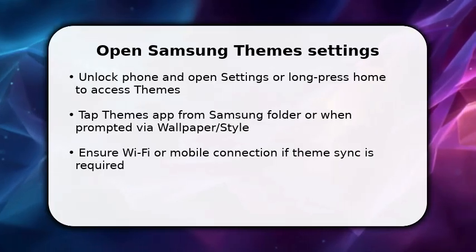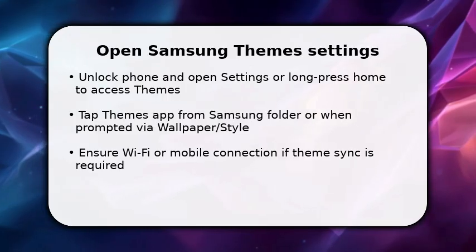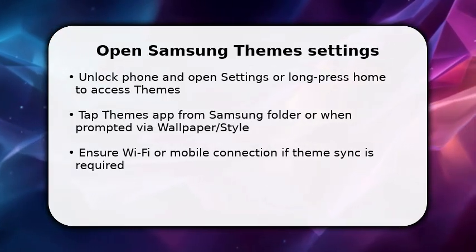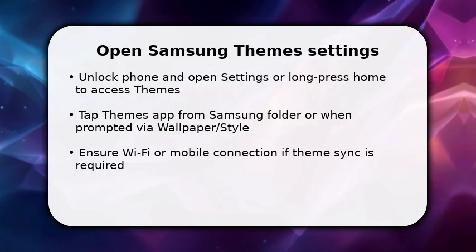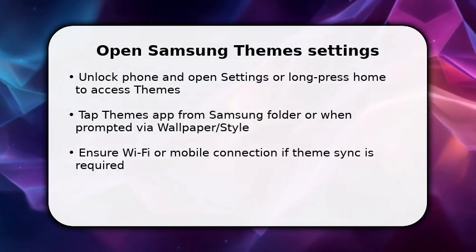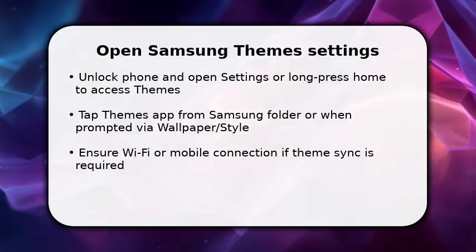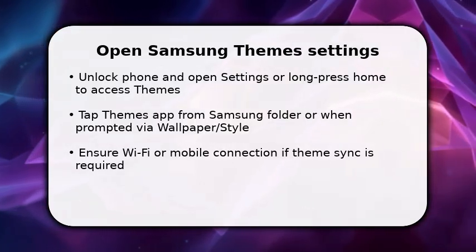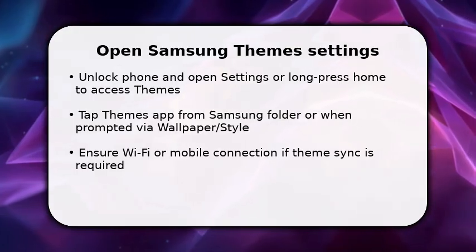You start by going straight to the Themes area. Unlock your phone and open Settings, or long press the home screen to bring up Wallpaper and Themes. Once there, tap the Themes app or the Themes tab inside Wallpapers and Themes. Make sure you are connected to Wi-Fi or mobile data if Samsung needs to confirm purchases or sync.